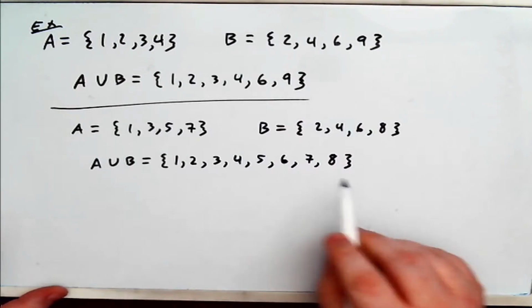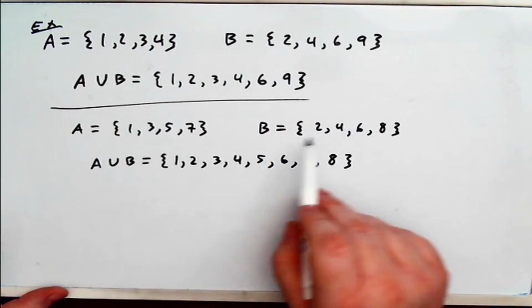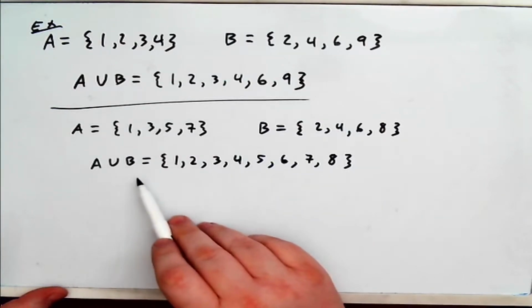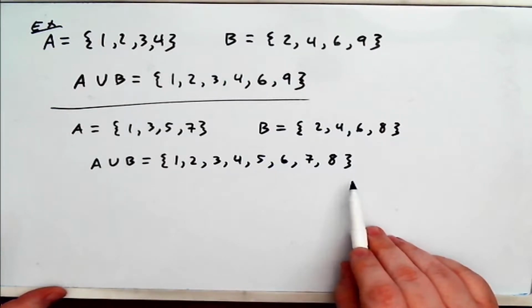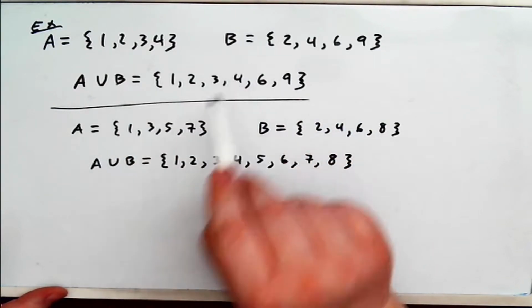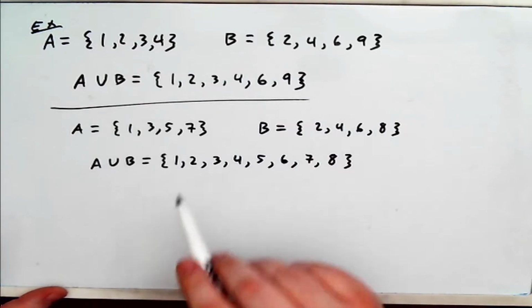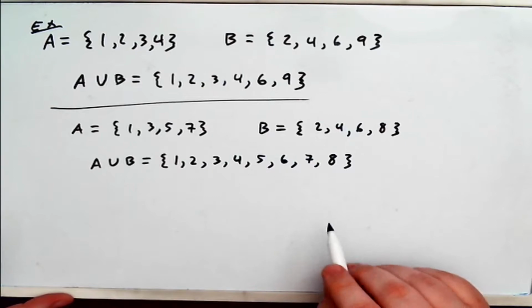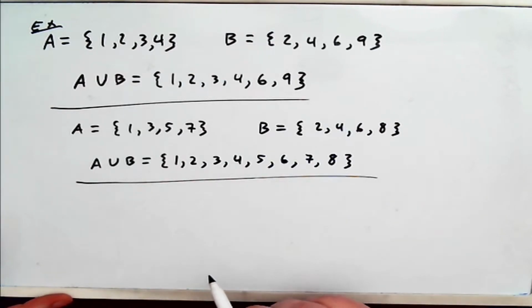So when these sets are disjoint, when they're completely different, they have no common elements, then the union of the two sets is just all the elements thrown into one set. But when we have duplicates, notice we only write the duplicates down once. We don't write them multiple times because it's irrelevant to add the extra. Okay, let's do one final example.